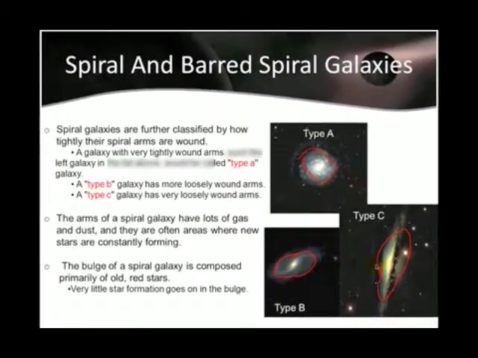The arms of spiral galaxies have lots of gas and dust, and they are often areas where new stars are constantly forming. The bulge of a spiral galaxy is composed primarily of old red stars. Very little star formation goes on in the bulge.